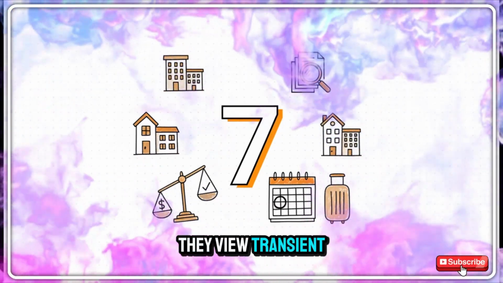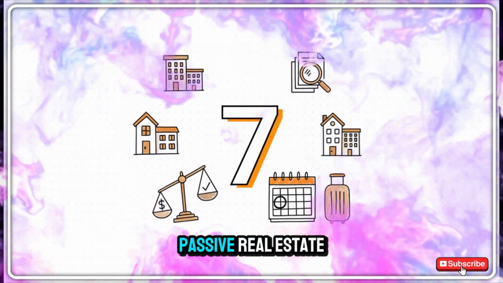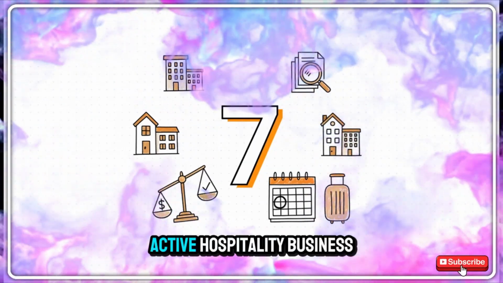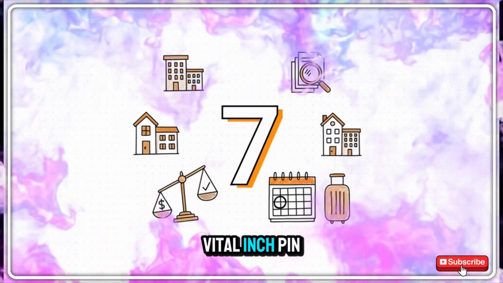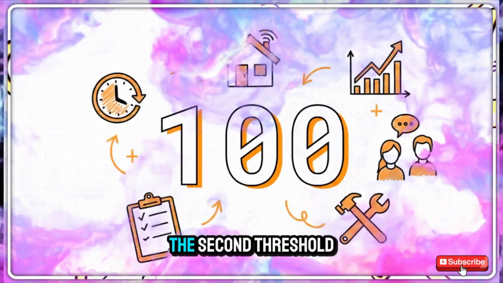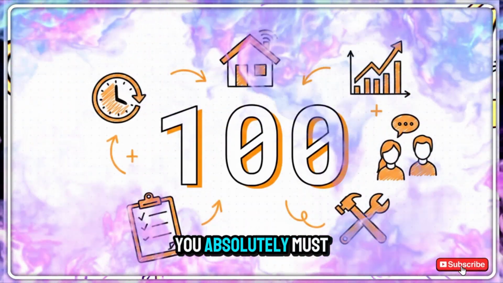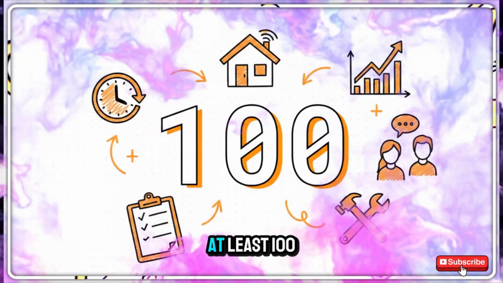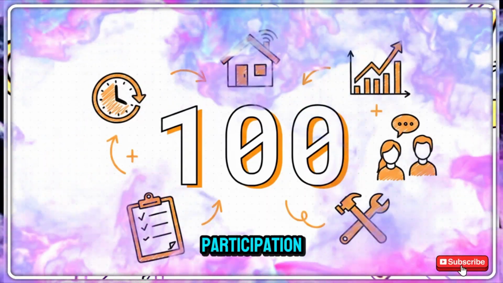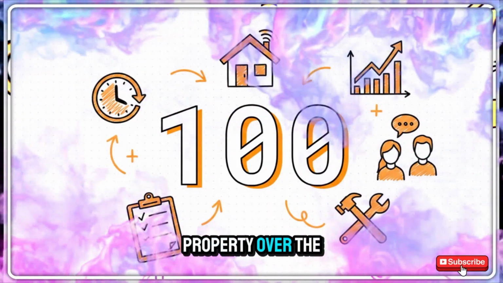They view transient lodging with stays this short not as a passive real estate investment, but as an active hospitality business. And that legal distinction right there, that is the vital linchpin of this entire strategy. The second threshold you absolutely must hit is 100. You must clearly document at least 100 hours of material participation in managing the property over the year.